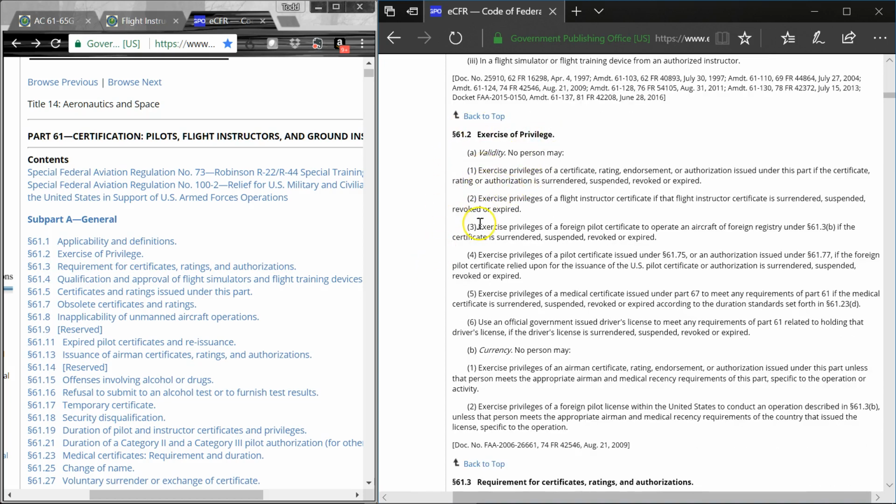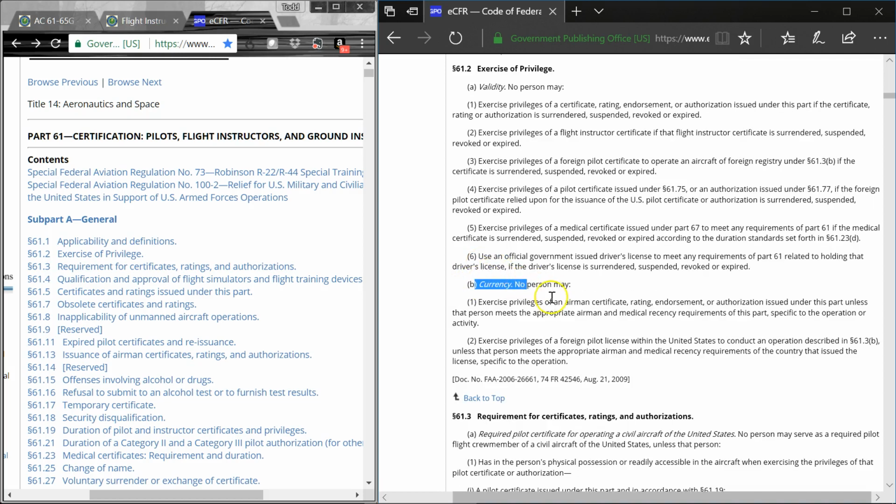61.2, exercise of privileges. This particular section is saying that no person may exercise the privileges of any certificate or rating that has been surrendered, suspended, revoked, or expired. So this is kind of a no-brainer, saying that you have to have your stuff with you and you must be current in order to exercise the privileges of your pilot certificate.